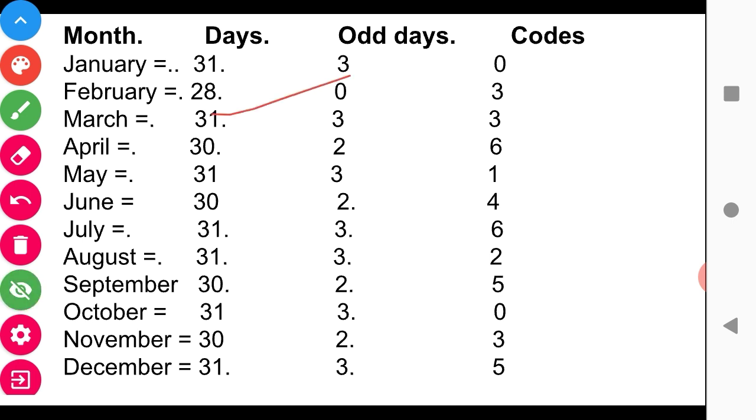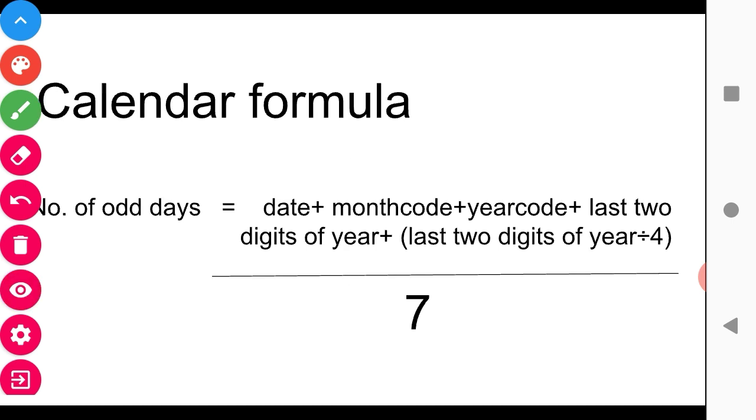For February we have taken only 1 day. For leap years we may have a doubt, that for leap years we have 29 days, which means the odd day is 1. We get 1 odd day here. So here there is no need to think about the leap years, because in the formula we have divided the last 2 digits of the year by 4. This will separate the total number of odd days of the leap years.